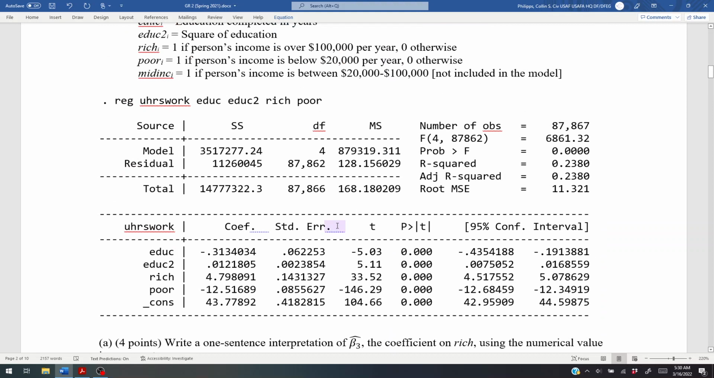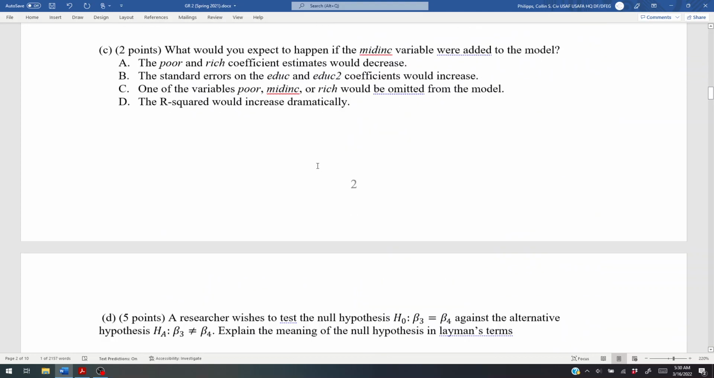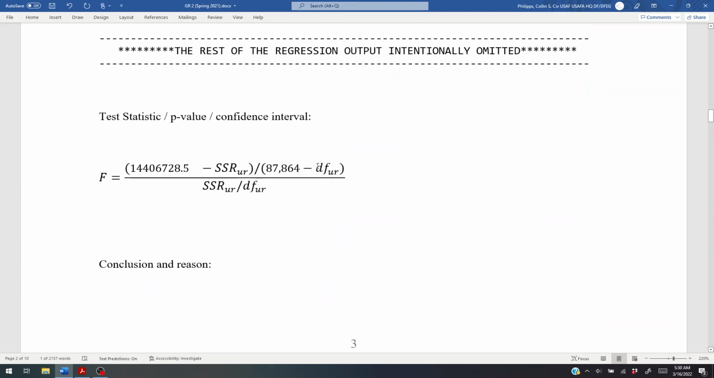Now up here I've got my unrestricted model. Notice I've got the sum of squared residuals for the unrestricted model right here, and then degrees of freedom 87862. So I'm going to scroll down: sum of squared residuals, unrestricted model, very, very large number, right? 11 million here, 14 million here. Sum of squared residuals for the unrestricted model again is going to be 11 million, and we're going to have 87862 degrees of freedom.